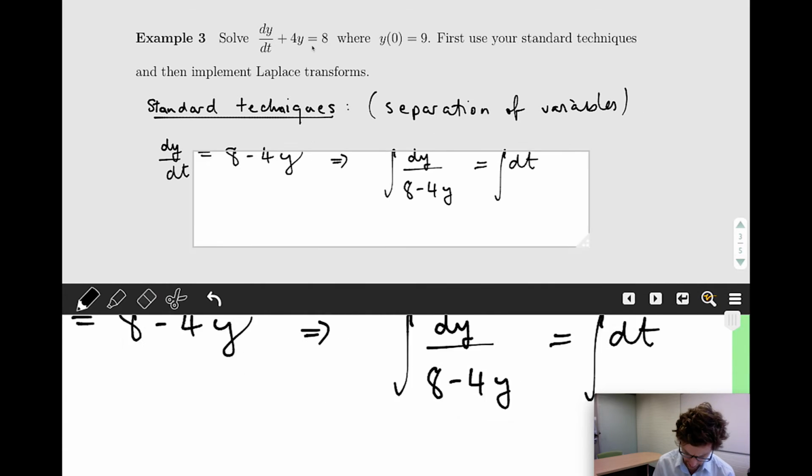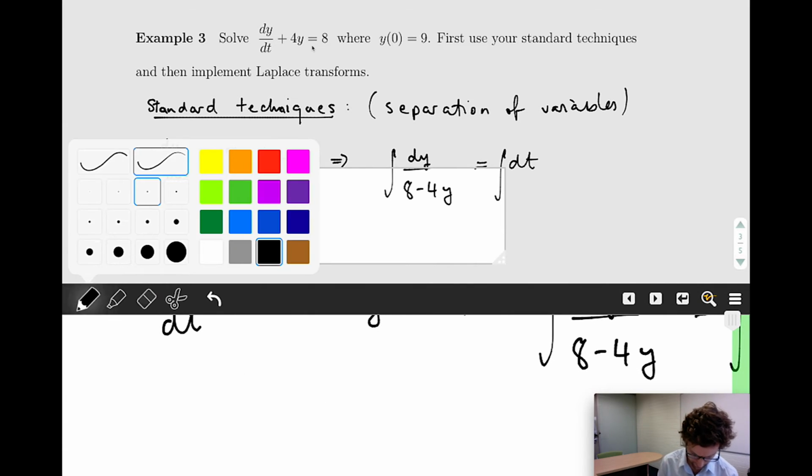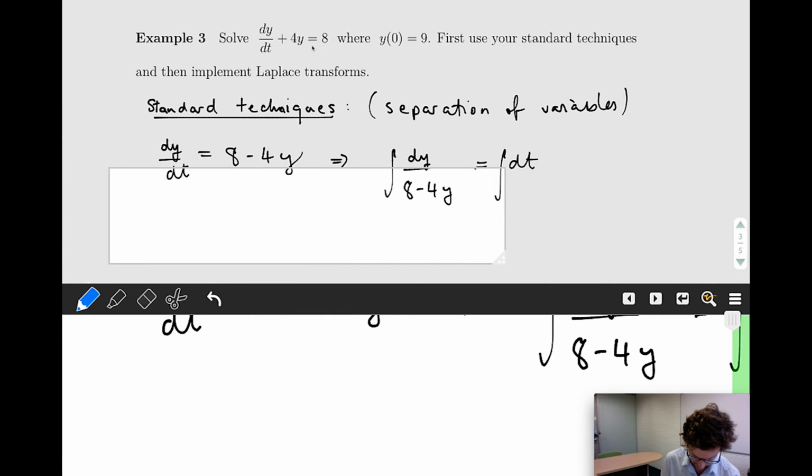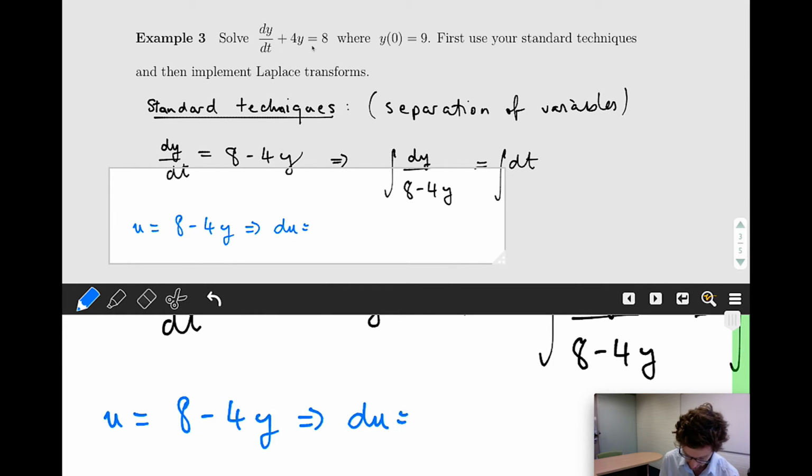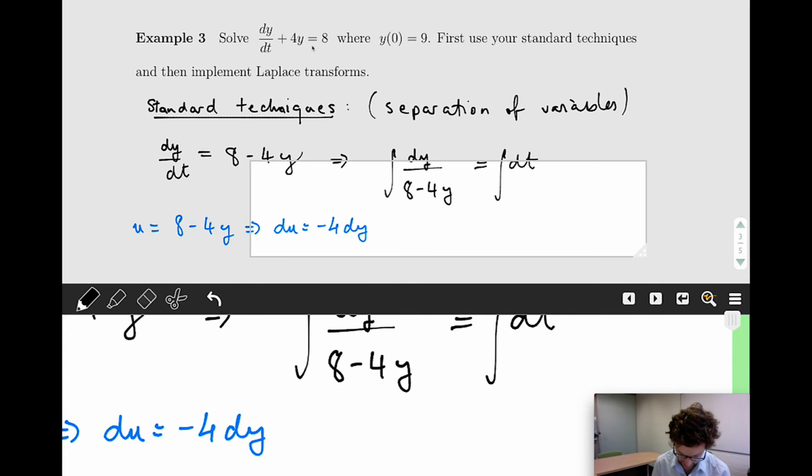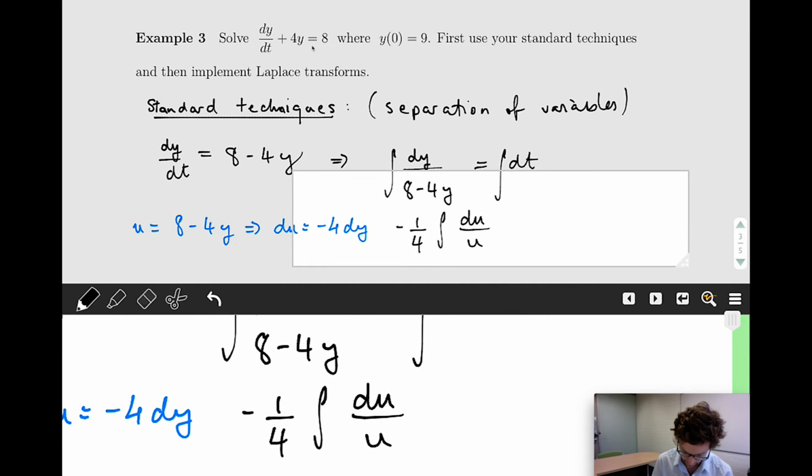So we can do this integral by substitution. My substitution variable will be u is equal to 8 minus 4y, which implies that du is equal to minus 4 dy. So substituting that in there, I'm going to get minus 1 over 4 integral of du over u is equal to the integral of dt.